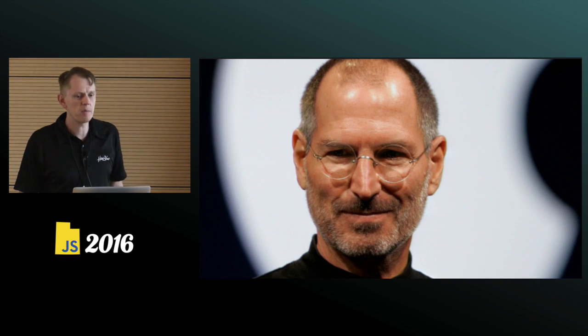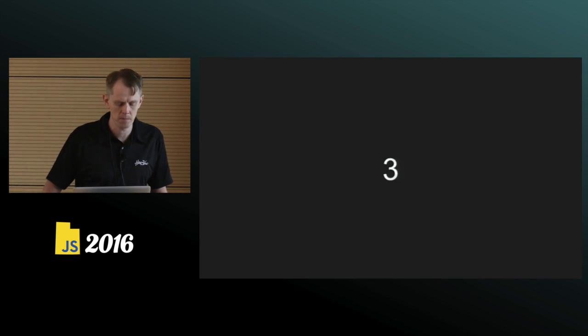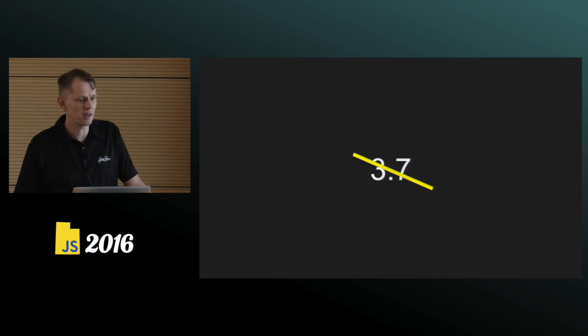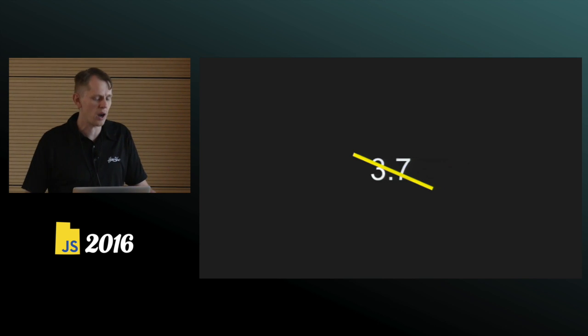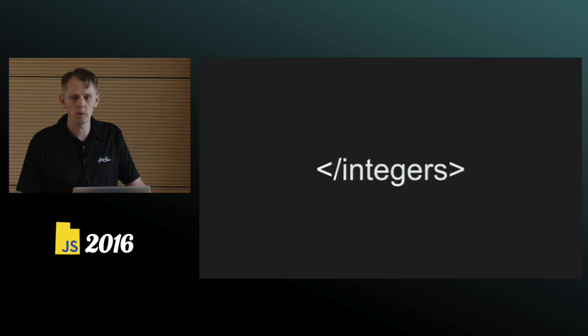So there's one more thing to say about integers. They are very good at representing whole numbers like 3. They are not good at representing numbers such as 3.7, and if you try, they just truncate it down to 3. And now you know everything there is to know about integers.